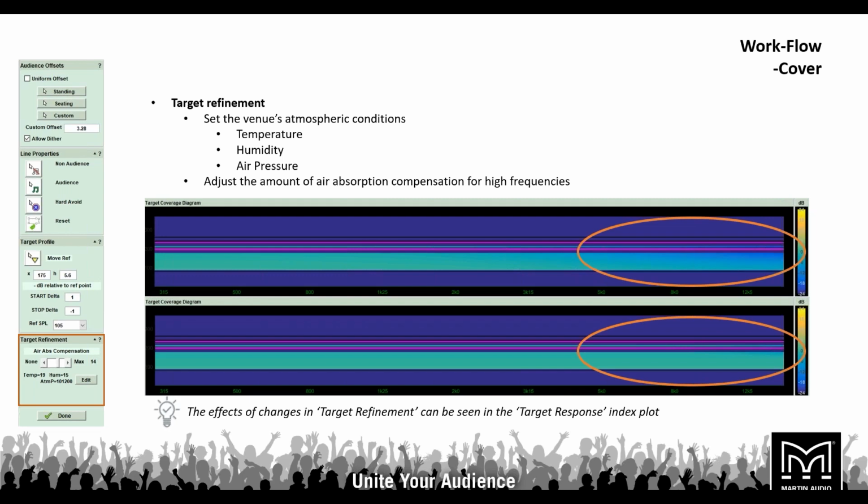The top target coverage diagram will show absolutely no air absorption compensation being taken into consideration. And you can see at the end, at the high end of the spectrum, the color starting to get a little bit darker there. You're going to get a bit of a dull PA at distance because we're not tuning the PA for that. When we do introduce air absorption compensation, you can see that on the bottom one, we get a much flatter response.